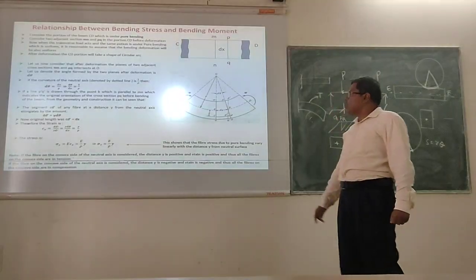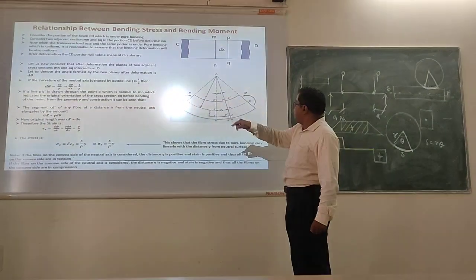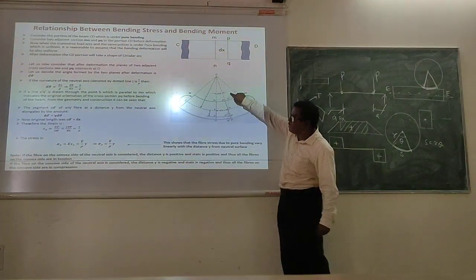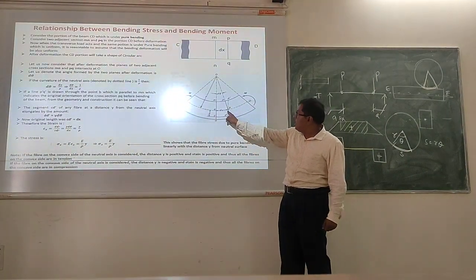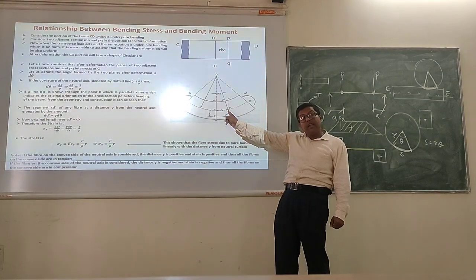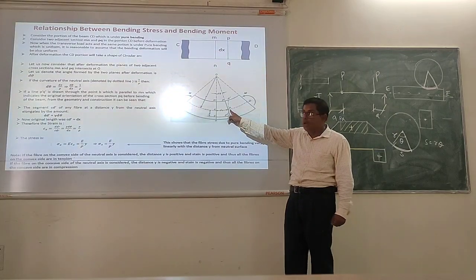Let's see. So now you see, if a line P dash Q dash is drawn, can you see P dash Q dash? It is passing through a point which is at the neutral axis level, and that point is termed as B. Okay?